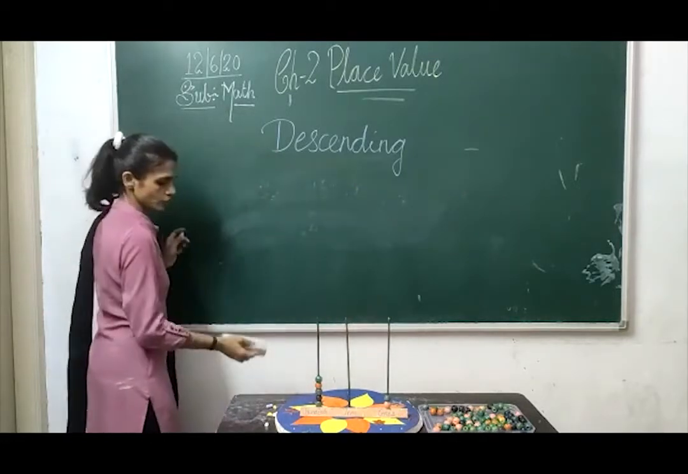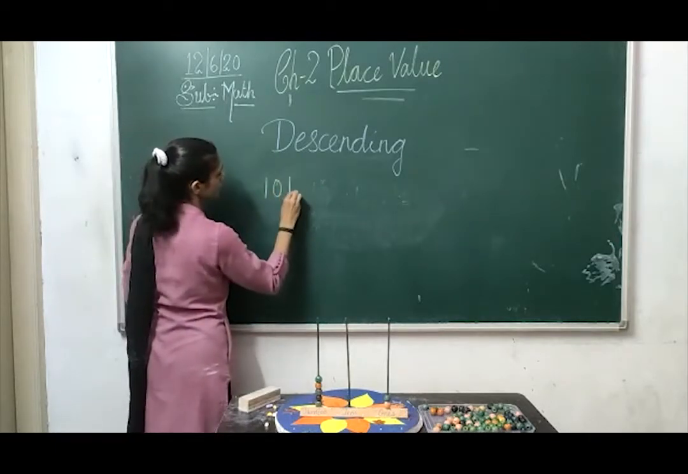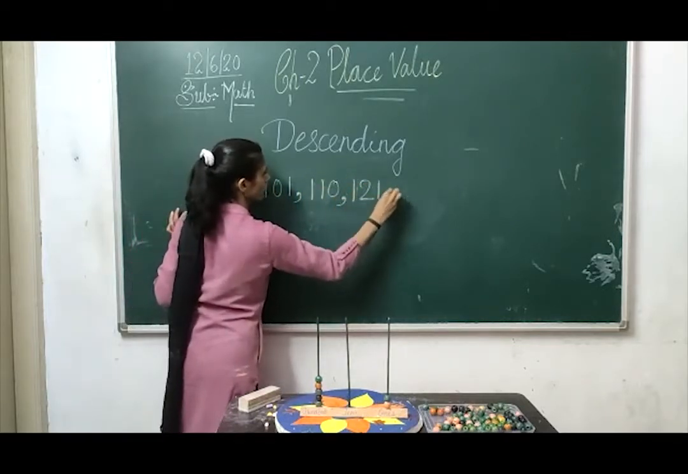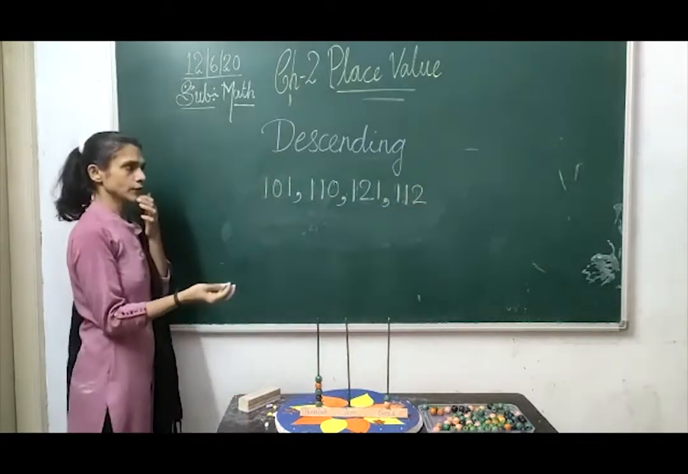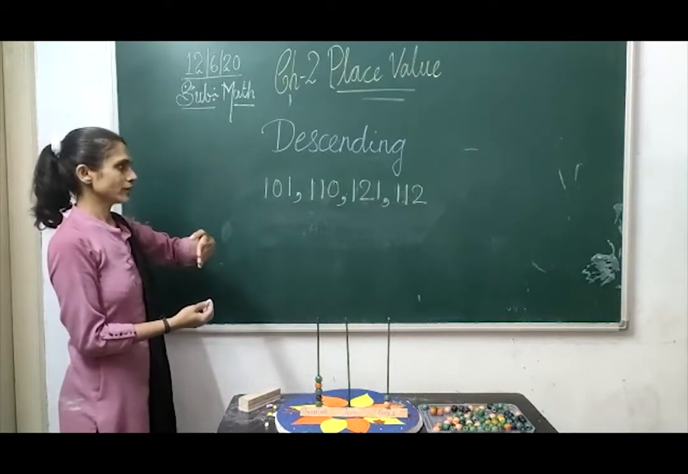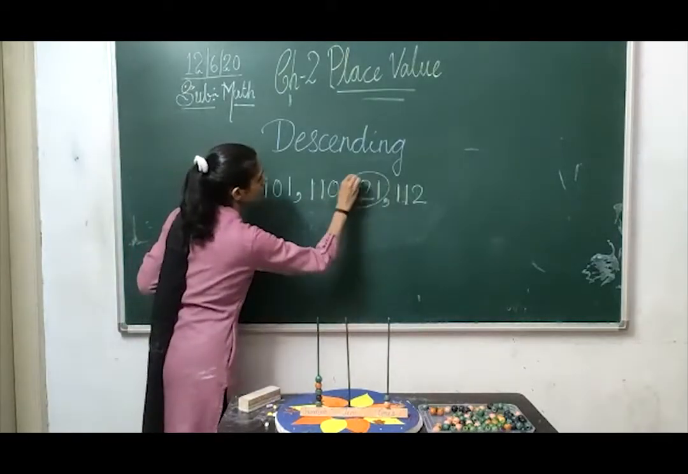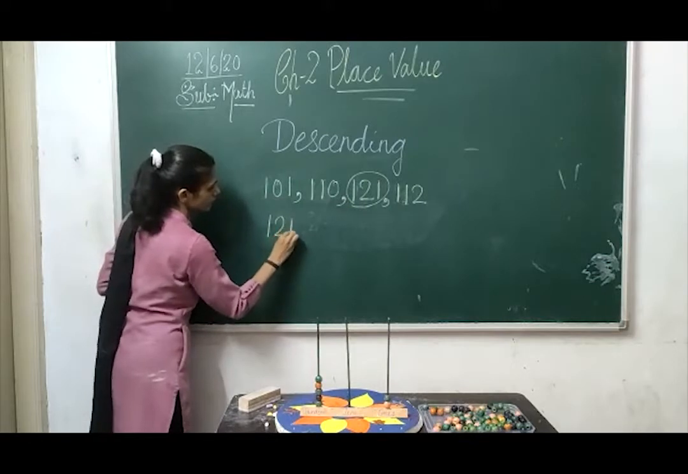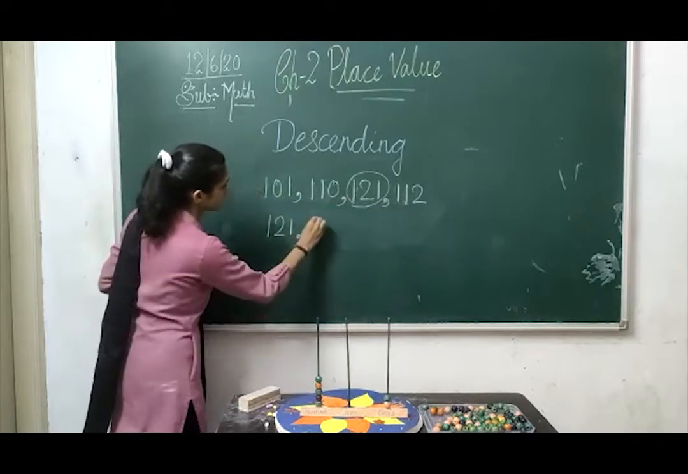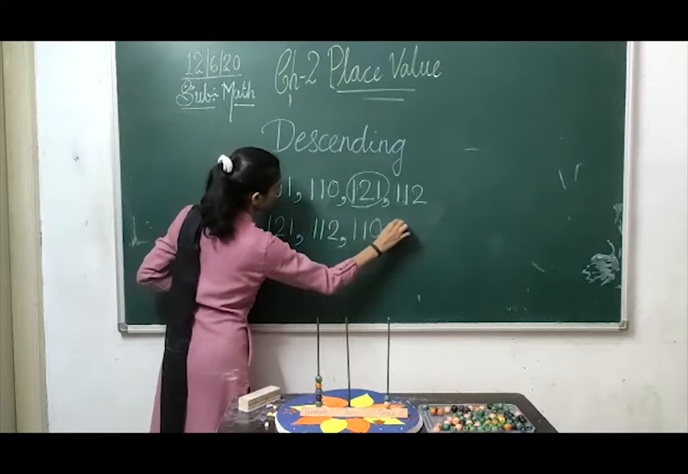Now one more example I am showing you. If I write 101, 110, 121, 112. If you know, you can write it directly. Okay? You know that 101 is coming first, 102 is there, 103 like that. So first we are taking 121, which one is greatest? So I will write 121, the greatest number. Then what comes after this? 112, then 110, and then 101.